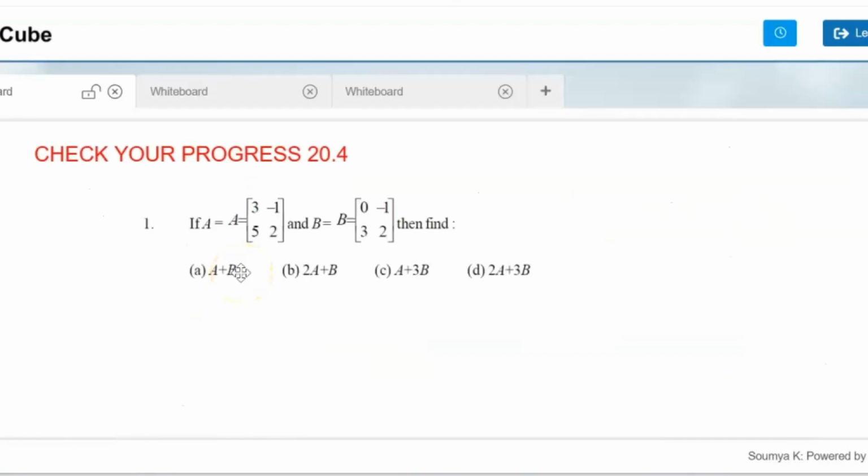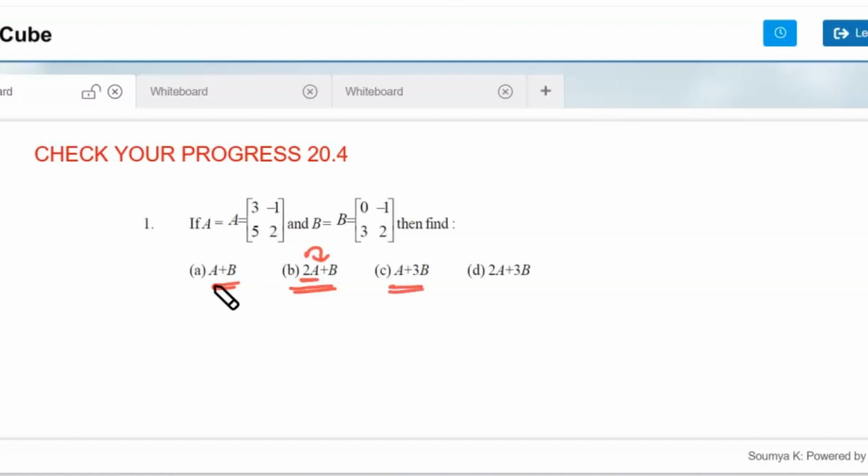Now let's do the check your progress part. Check your progress 20.4. So we are solving some questions from this heading. Let's see A plus B, and you are already aware of how to do A plus B. We have covered this topic. Now if you see the B question, you can see 2 into A is given. So first you have to multiply this A matrix with 2 and find out the resulting matrix, then add it with B. So that will give you a proper solution.